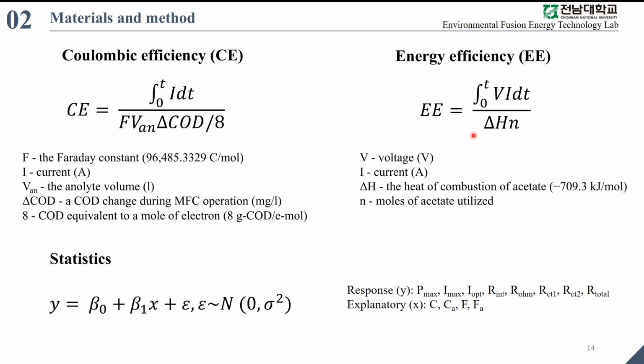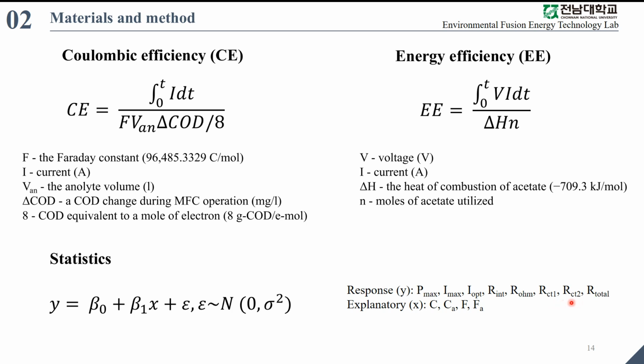EE was calculated from the ratio of power produced by the MFC to the heat of combustion of the utilized substrate as this. To investigate the effect of each explanatory variable on the response of our interest, we consider linear model. Pmax is maximum power density, Imax is maximum current density, Iopt is optimal current density, Rint is internal resistance, Rohm is ohmic resistance, RCT1 is charge transfer resistance 1.